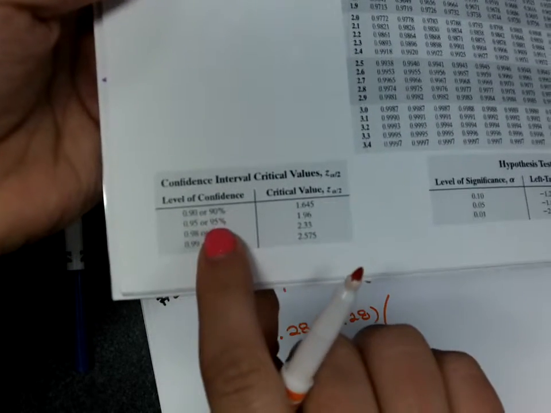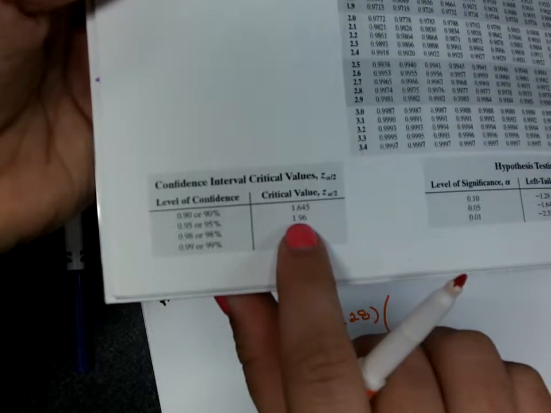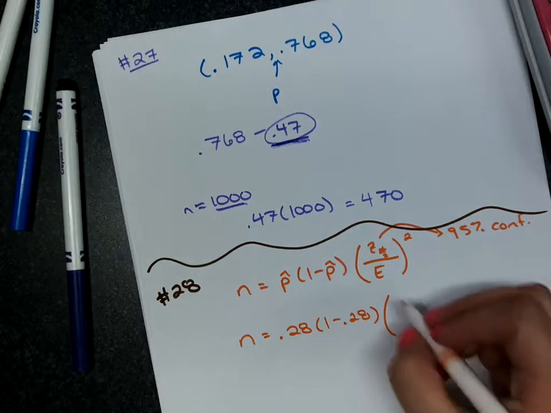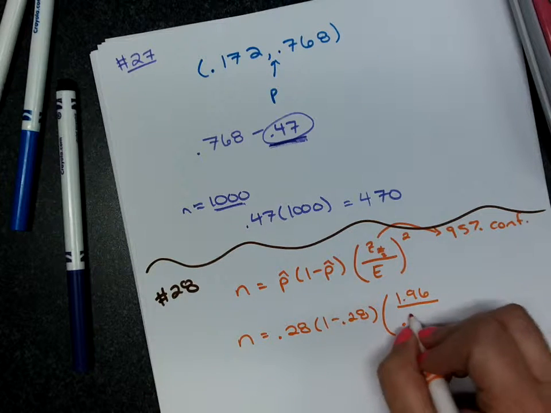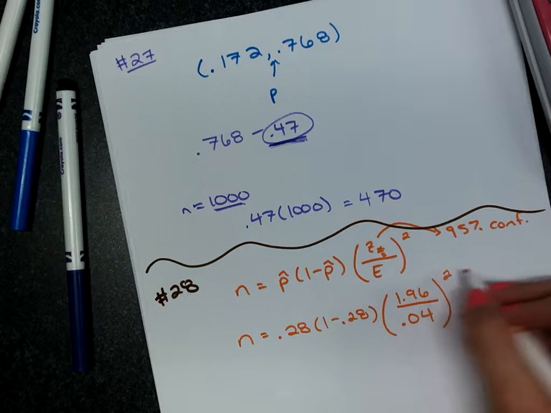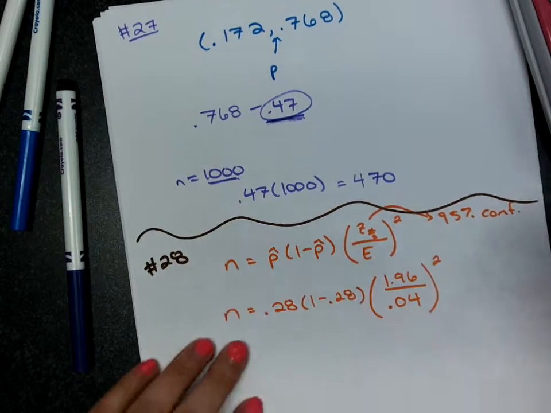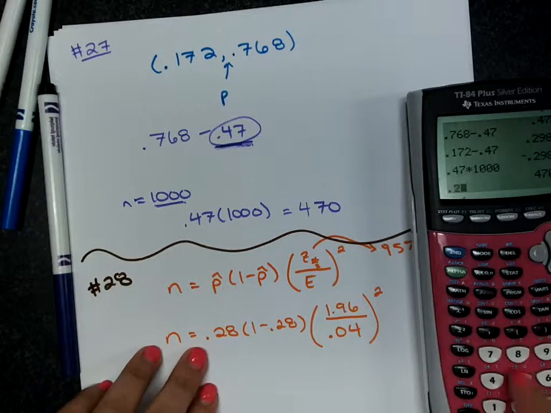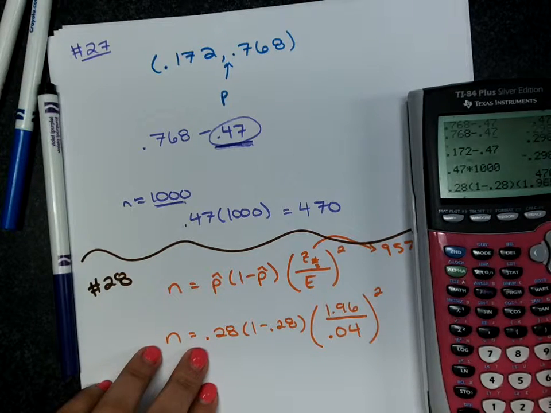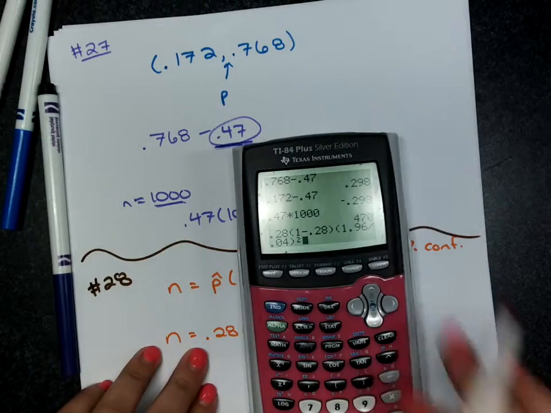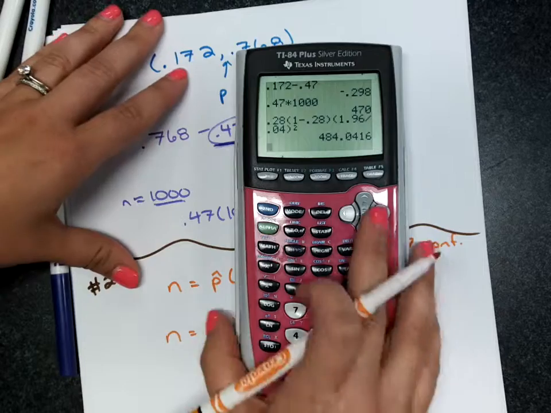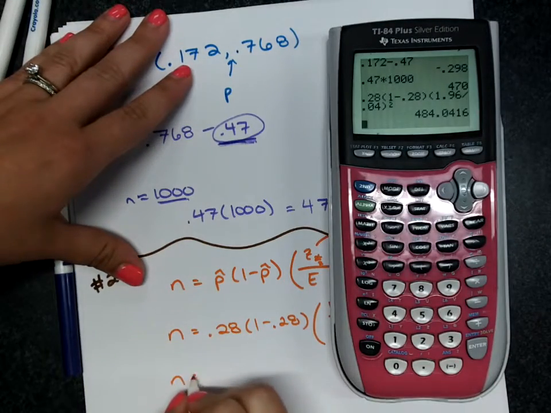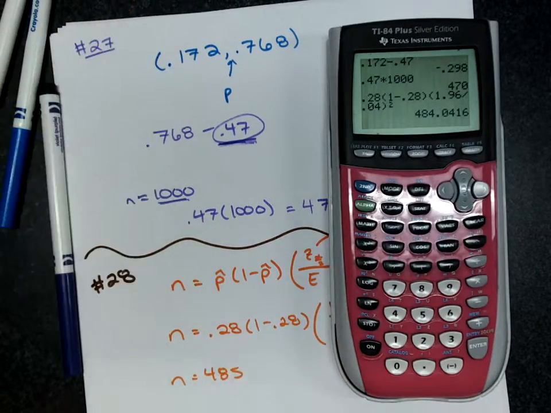So 95% is a 1.96 for a critical value. So that's 1.96. And now E is 4%, but we're going to use 0.04. Always convert your percentages to decimals and then squared. So I think if we're careful, we can type all this in at the same time. The calculator will follow the order of operations, and we always have to round up. So that's going to actually be 485.